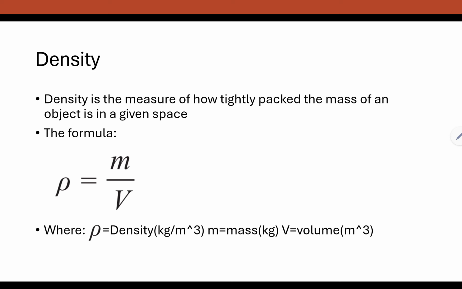Density is the measure of how tightly packed the mass of an object is in a given space. The formula is ρ equals m over v, where ρ equals density, m equals mass, and v equals volume.